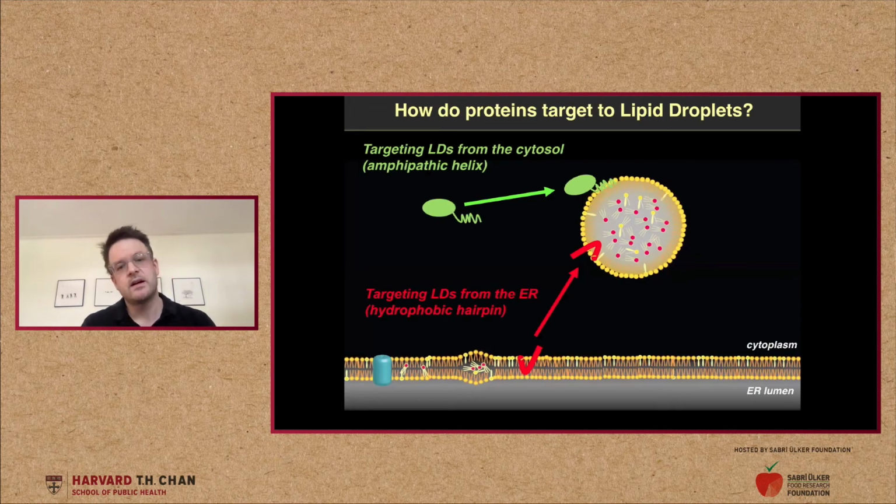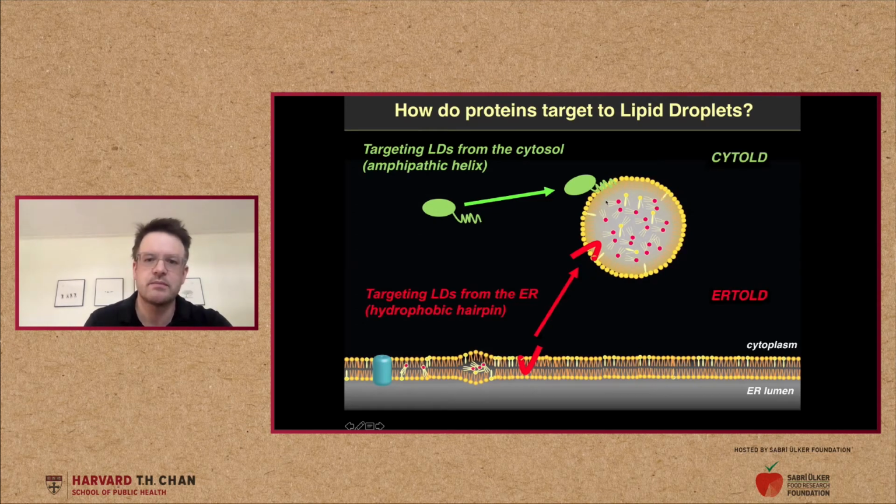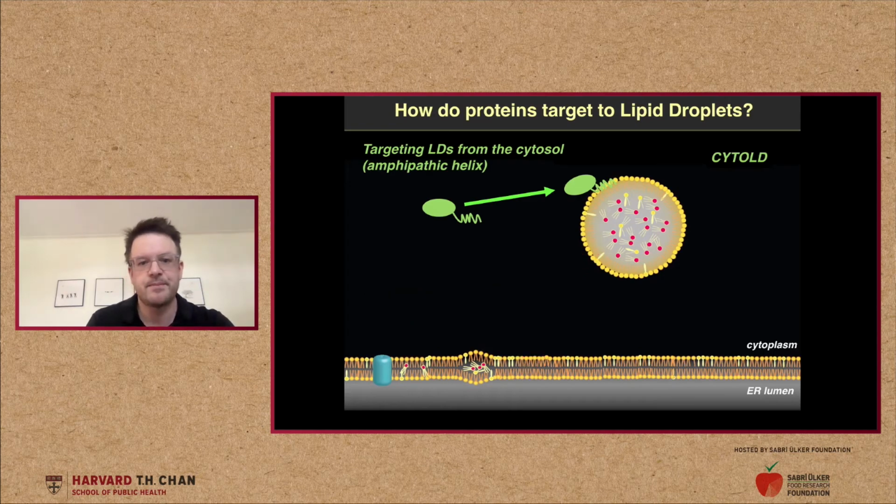And the work on this problem has revealed that essentially there are two pathways. One targets proteins from the cytosol to the lipid droplet surface, and we call this pathway CYTOLD, for cytoplasm to lipid droplet targeting. And the second pathway is one in which proteins are initially inserted into the endoplasmic reticulum, and then from there migrate to the surface of lipid droplets.